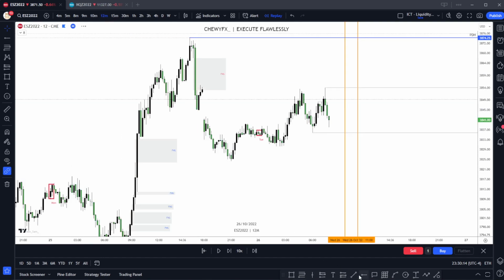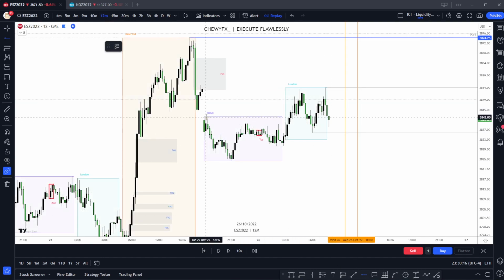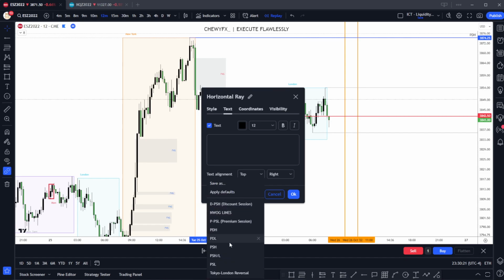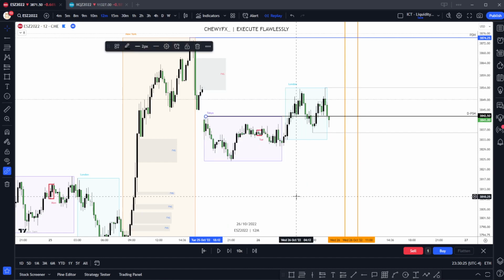Sorry, actually, let's go back to the 12-minute. Let's draw this up a little bit. So if we were looking for a buy, we'd either be looking for EM1V1, which variation 1 essentially just means we sweep a previous session low in this case. And then once we sweep that session low, I'd be looking for a 10-minute market structure shift and then going on from there.